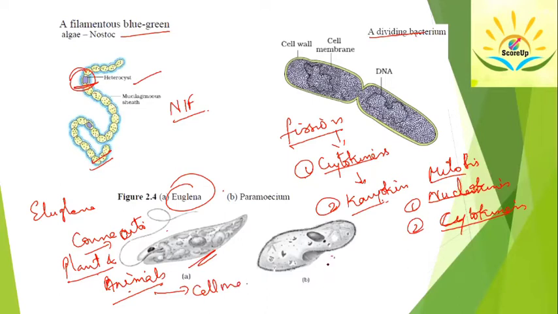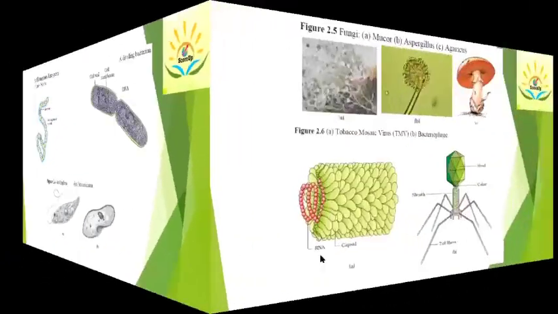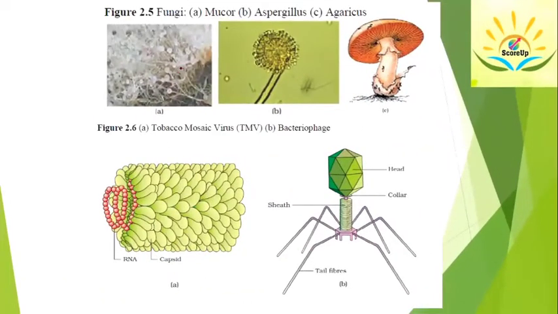Then this one is a paramecium. Paramecium is a horseshoe shaped structure. Next diagram is fungi. This one is mucor, which you can easily find out. It is a bread mold. When you keep bread for 2 or 3 days in a closed container, this fungus will develop there. That one is mucor. This is the aspergillus structure. This one is a mushroom. Whatever you can see here and there in decomposed places is agaricus mushroom.